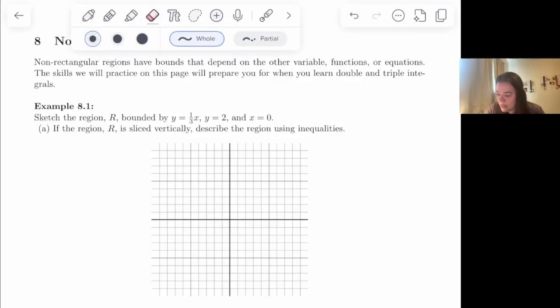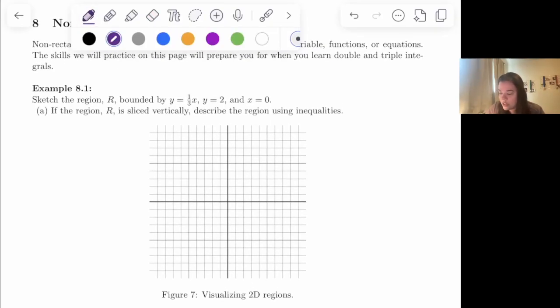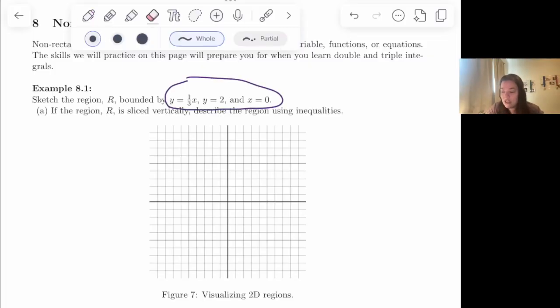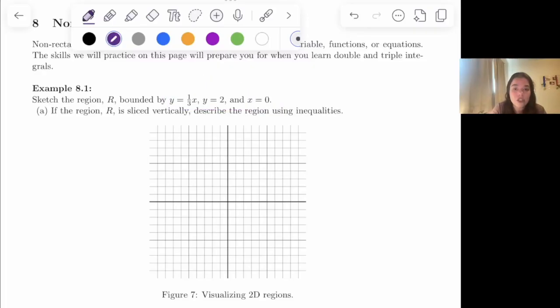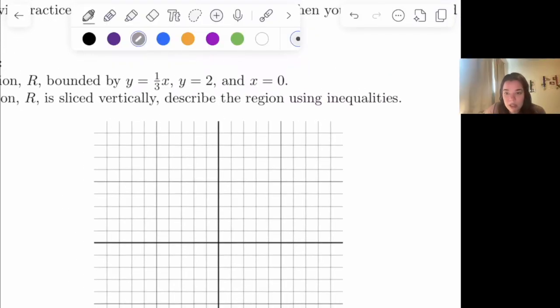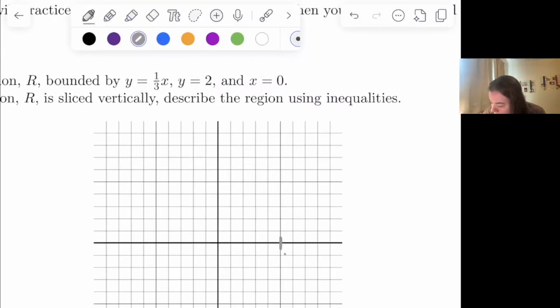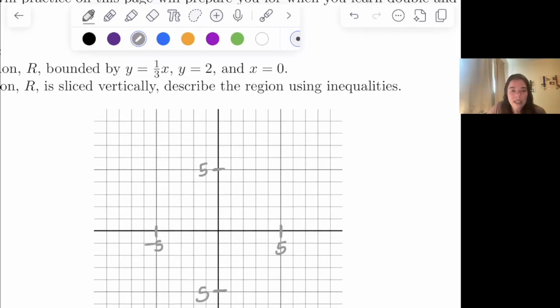So let's jump in. Example 8.1. Sketch the region R bounded by, now we're given a more complicated set of directions. So we need to go in and sketch and shade the region that's being discussed. So let me get in and scale my picture. Before I start my sketching, I'm going to mark, let's call that 5. Every box in here is going to be a unit of 1. And I'm going to just get this sketch in here.